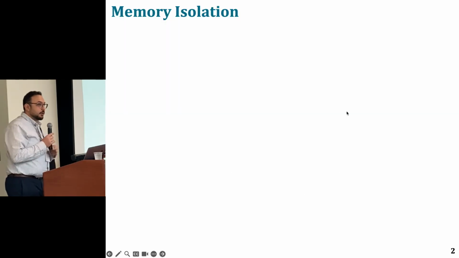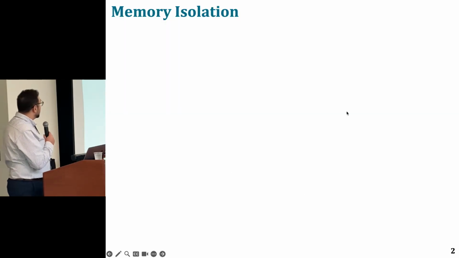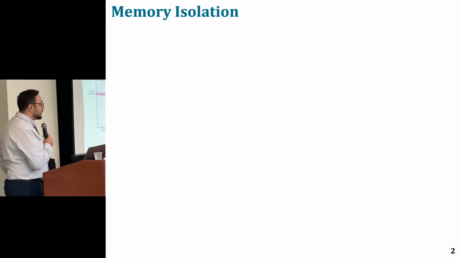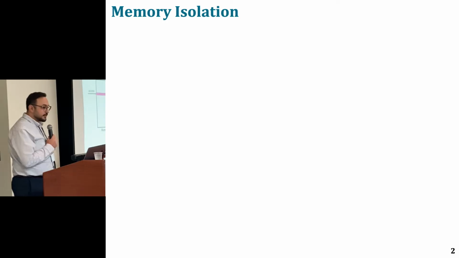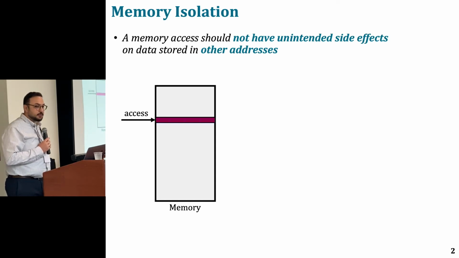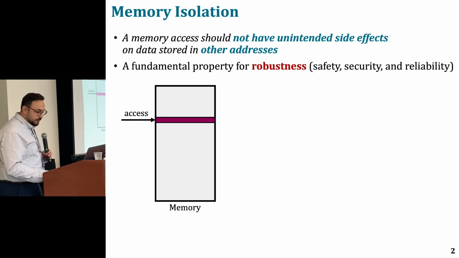I'll start my talk with the concept of memory isolation. Memory isolation is a principle dictating that a memory access should not have unintended side effects on data stored in other addresses. This is a fundamental property for system robustness in terms of safety, security, and reliability.